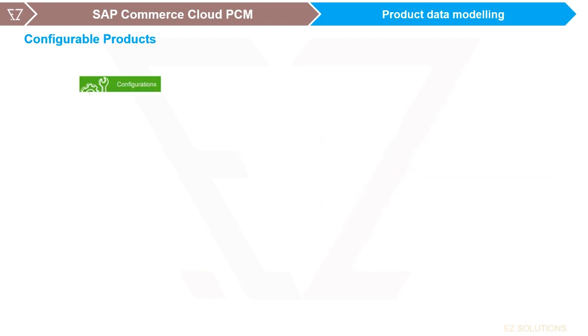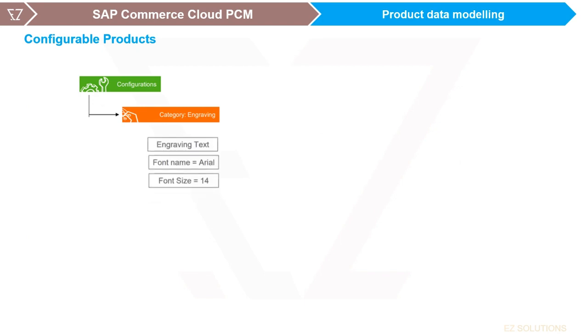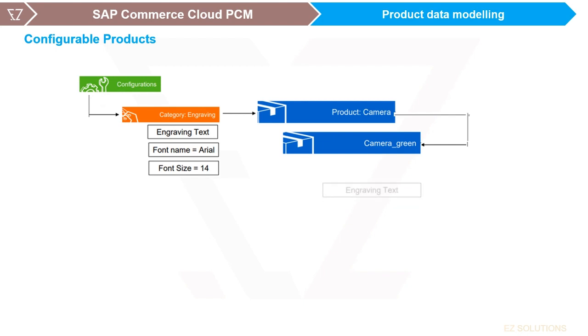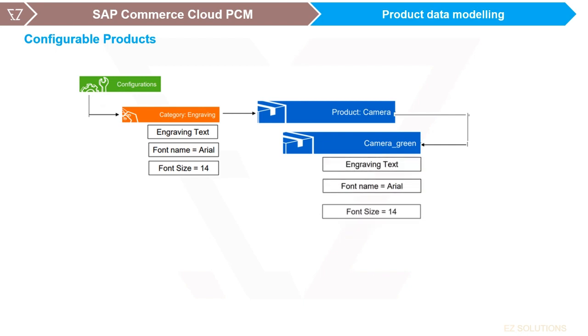Let's take a configuration category called engraving. It contains three configurator settings: the engraving text, the font name, and the font size. The engraving configuration category is associated with a camera product as its supercategory. The camera product will then inherit all three configurator settings. Now let's see what happens if the camera product has a variant product called green camera. In this case, the variant, as well, inherits all the configurator settings.